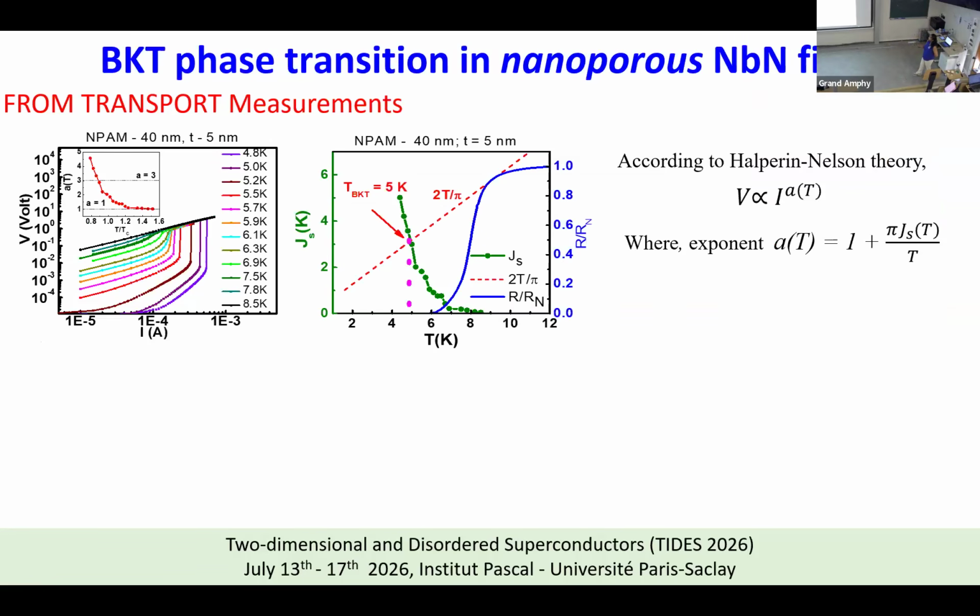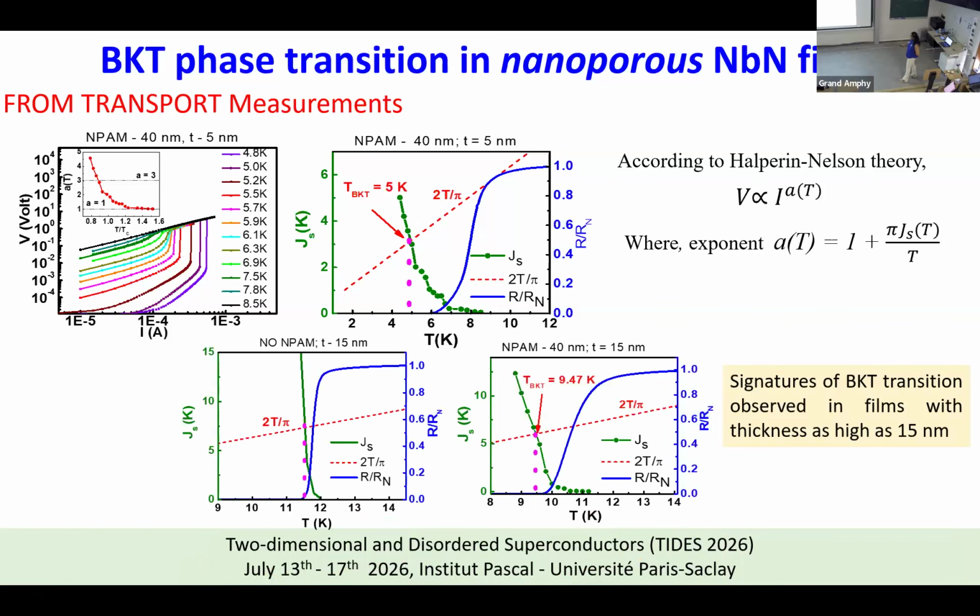Now, first we looked at the BKT phase transition through transport measurements, and here we can see this drop for a 5 nanometer film. It's not very clear because you have inhomogeneity and broadening. So we get signatures of the BKT phase transition for the nanoporous films of 5 nanometer. We also see very small signatures for the 15 nanometer, which is quite a thick film. But of course we took this with a pinch of salt because we could have some heating effects in the transport measurements.